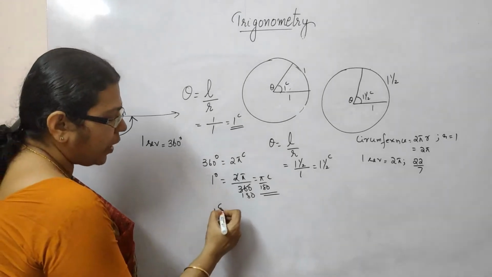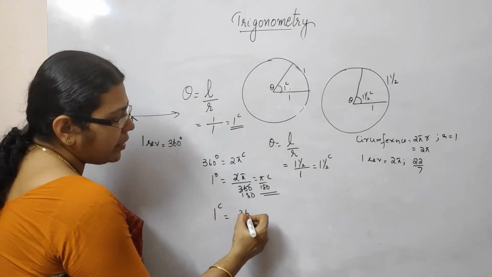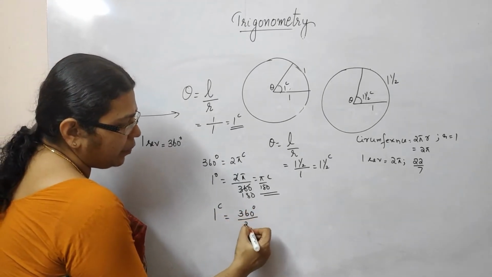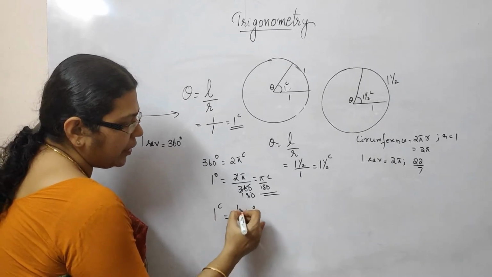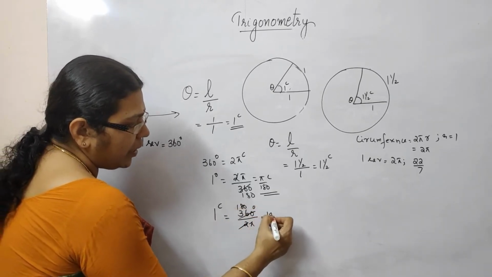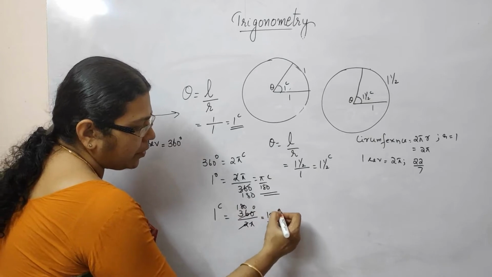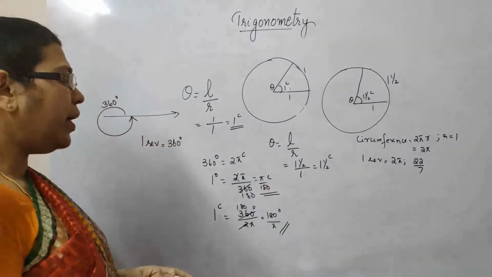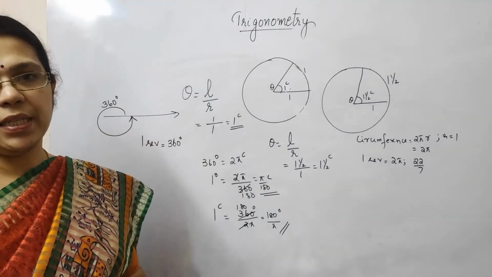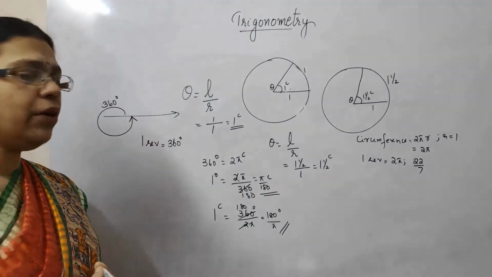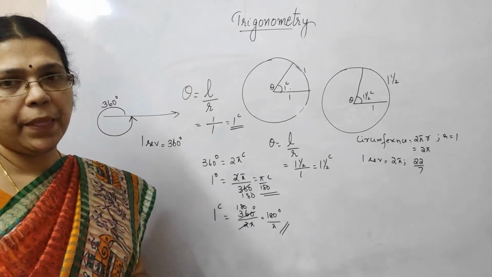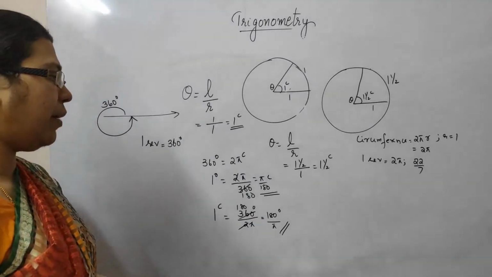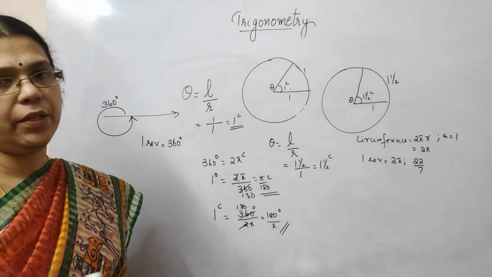Whereas, what is 1 radian? 1 radian is equal to 360 degrees by 2 pi. 2 goes into 360 180 times. So, this is 180 by pi degrees. So, 1 degree is equal to pi by 180 radian and 1 radian is equal to 180 by pi degrees. This is something that you have to learn from this particular topic.